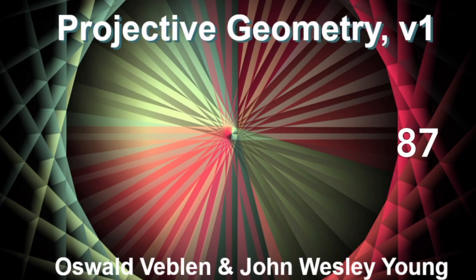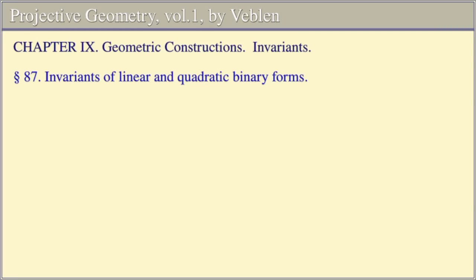Projective Geometry, Volume 1, by Oswald Veblen and John Wesley Young. Chapter 9, Geometric Constructions, Invariants. Section 87, Invariants of Linear and Quadratic Binary Forms.